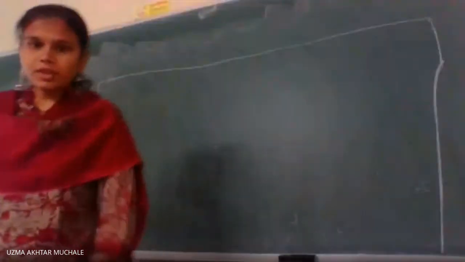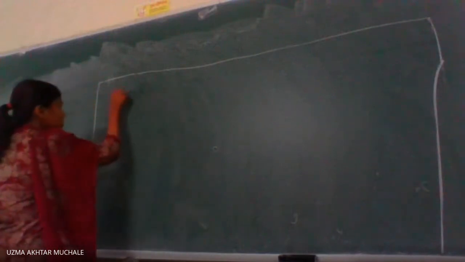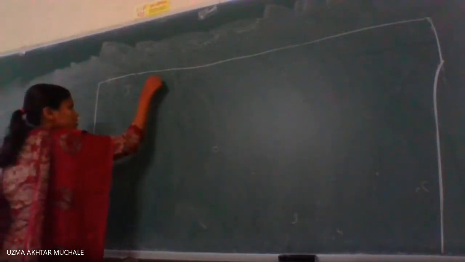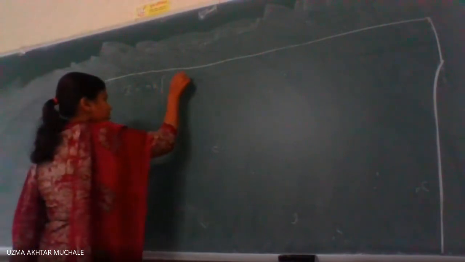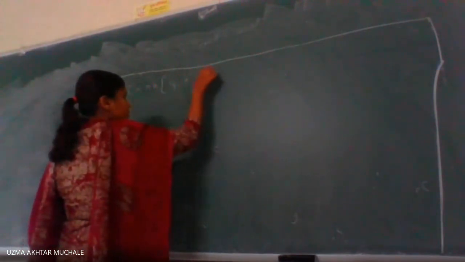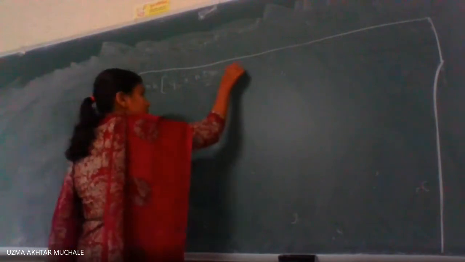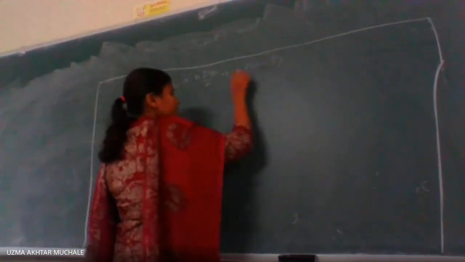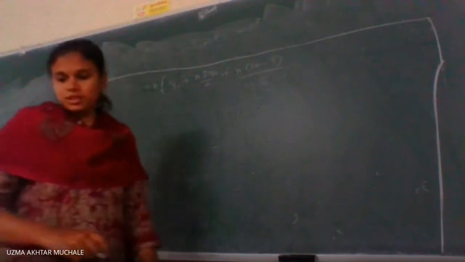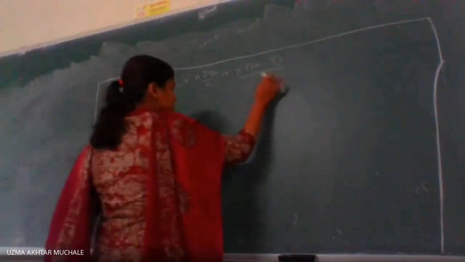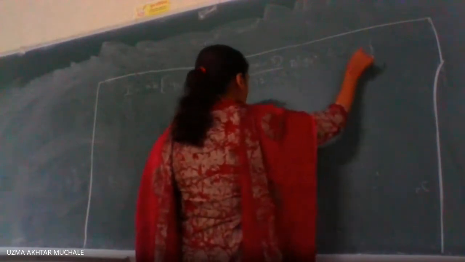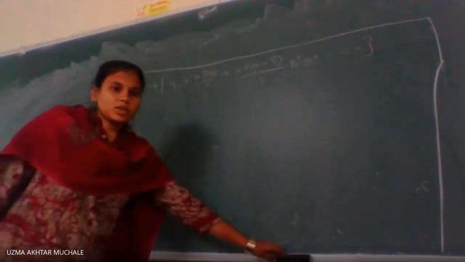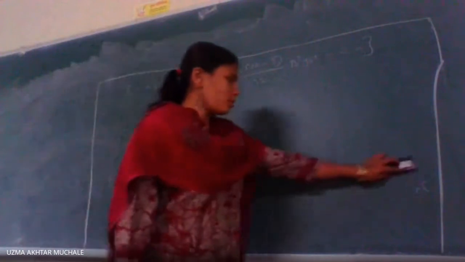Okay. We know the general formula. What is the general formula for integration? It is integral of y dx = n h [y0 + n Δy0 / 2 + n(2n - 3)/12 Δ²y0 + ...] and so on. This is the general integration formula.